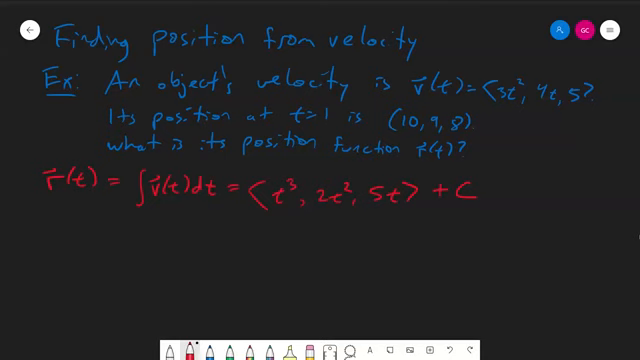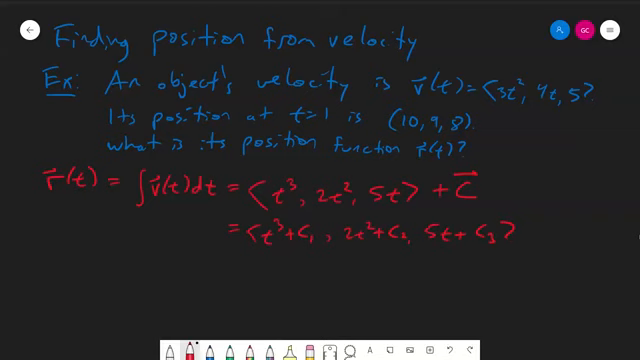Of course, the funny thing here is that c is now a vector. Or if you prefer, there's sort of a separate constant in each component. You can think about it however you like. So t cubed plus c1, 2t squared plus c2, and 5t plus c3.